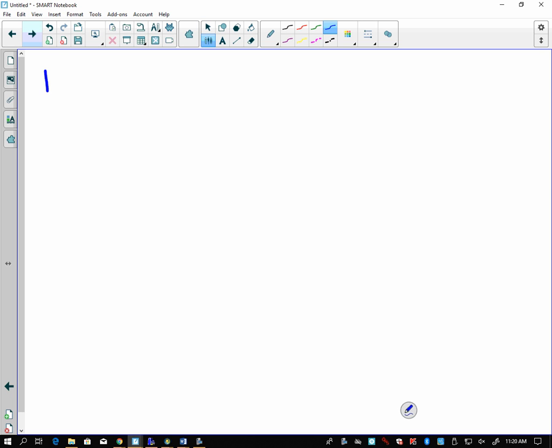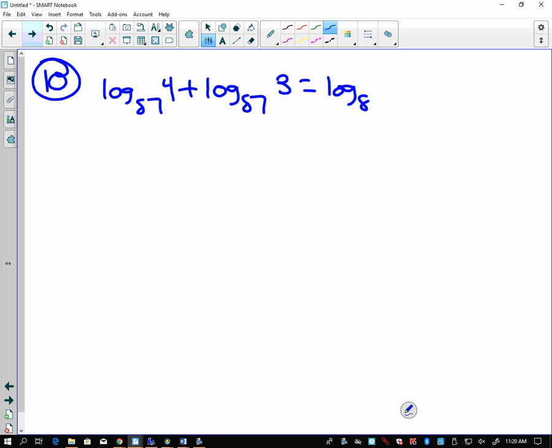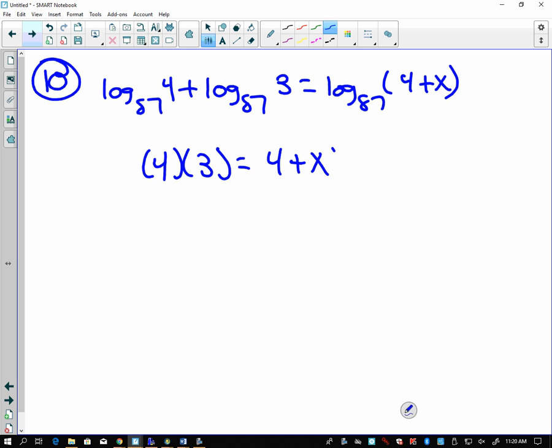Let's see, 10. So yeah, hopefully some of the ones that you were counting wrong, you're finding out that they're a lot easier than you made them. Number 10, log base 8 of 7 plus log base 8 of 3 equals log base 8 of 4 plus x. What do we notice about all our log bases? They're all the same. So what does addition become? So 4 times 3 equals 4 plus x, right? Okay. What's 4 times 3, gang?